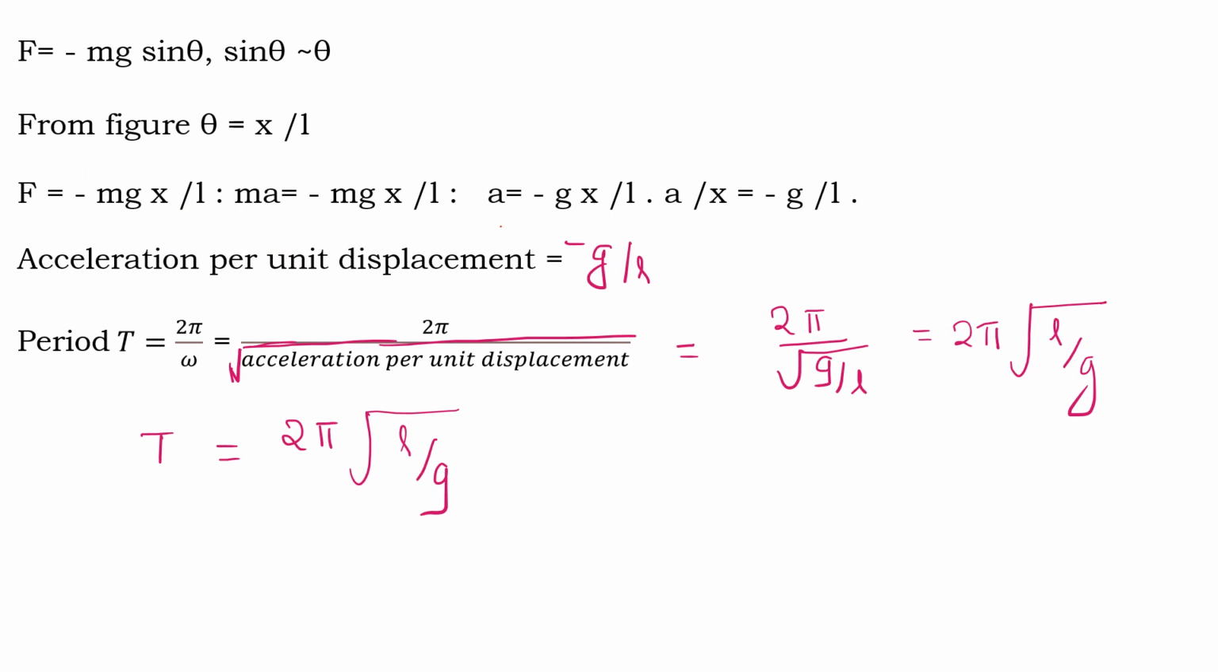And we can see that the period depends only on the length, and the 2 pi is a constant and the gravity g can be represented as a constant, then it depends on L. That is, it does not depend on mass. If you are using two pendulums having different masses, then the period will be the same.